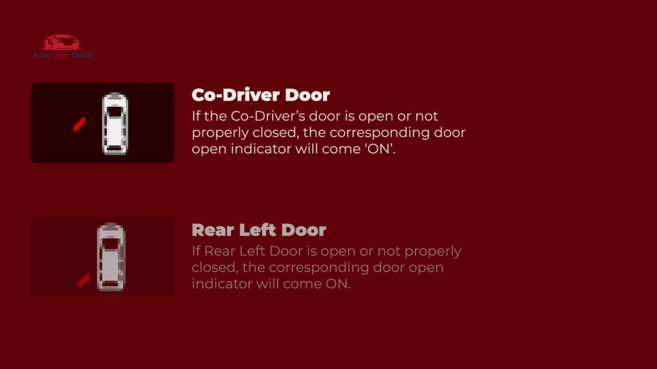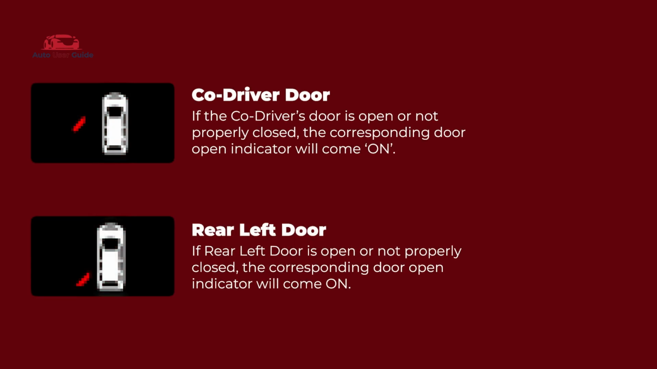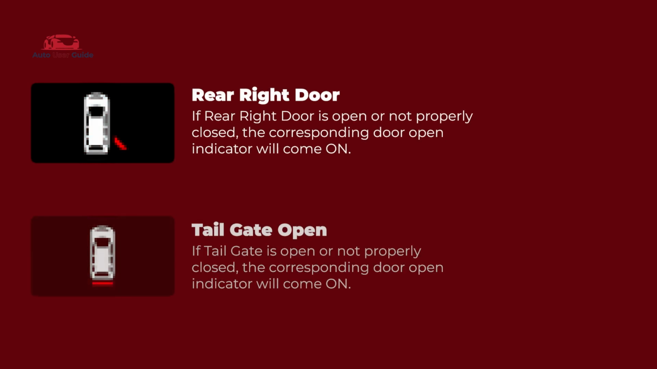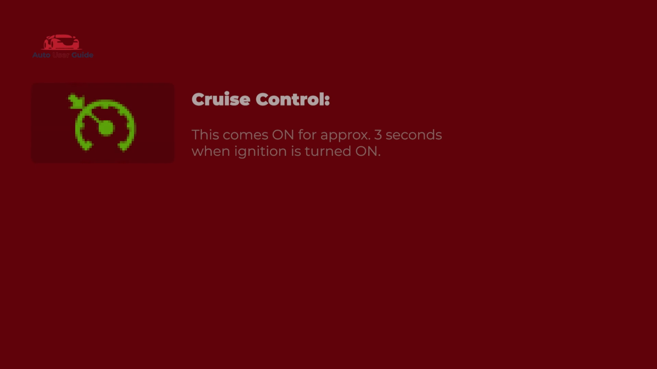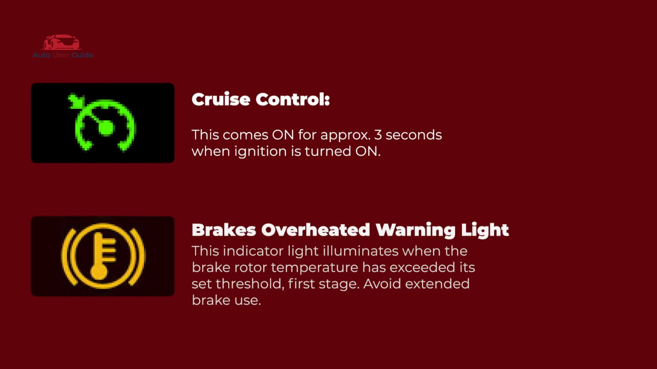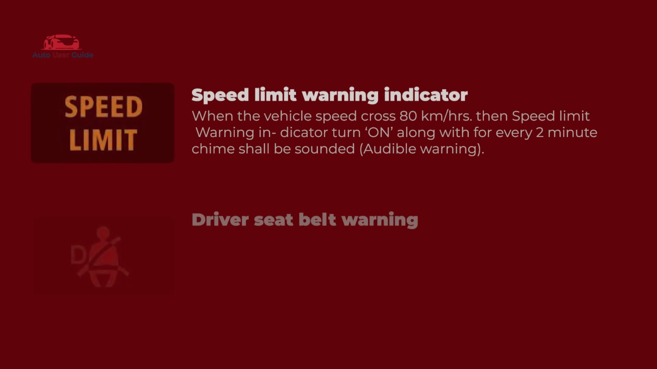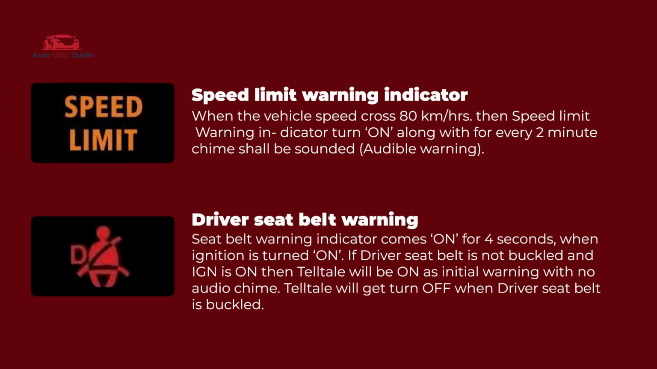Co-driver door, rear left door. Rear right door, tailgate open. Cruise control, brakes overheated warning light. Speed limit warning indicator, driver seatbelt warning.